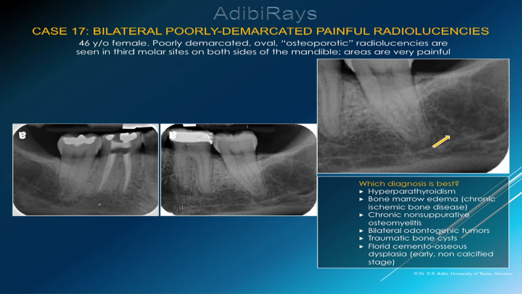This case is a 46-year-old female patient with painful, poorly demarcated, oval-shaped, osteoporotic radiolucency presenting bilaterally in the third molar area of the mandible. Which diagnosis is the correct one? Hyperparathyroidism, bone marrow edema or chronic ischemic bone disease, chronic non-suppurative osteomyelitis, bilateral odontogenic tumors, traumatic bone cyst, florid cemento-osseous dysplasia at its early stage.